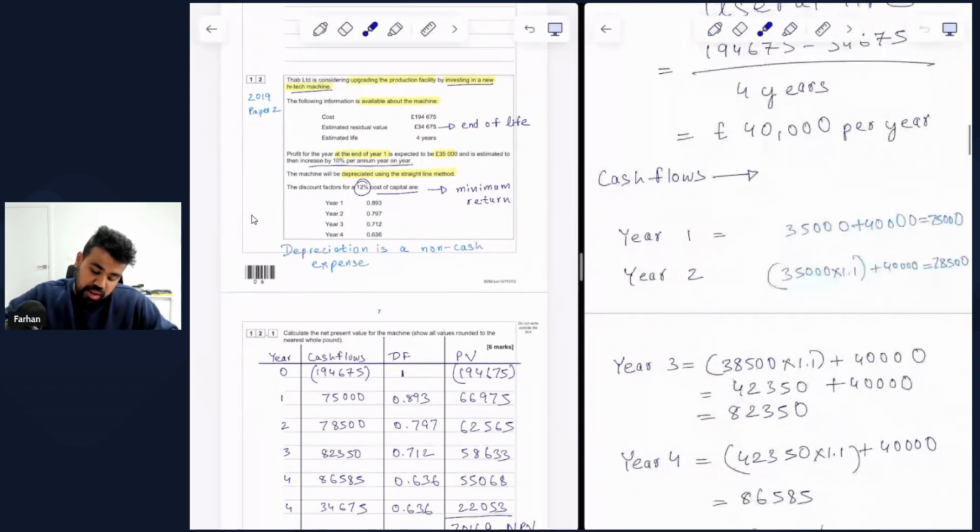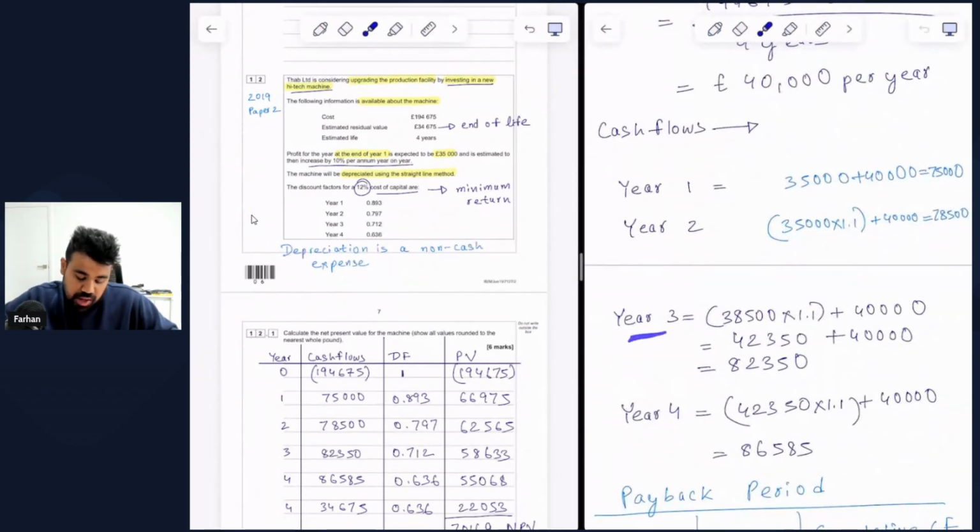We repeat the same thing for year 3. You can see in year 2, once you do this math, you would see that the profit was 38,500, which is again compounded or multiplied with 1.1 to reflect the 10% increase. And then we are adding an extra 40,000 because depreciation is a non-cash expense. And that gives us total cash flows for year 3 to be 82,350.